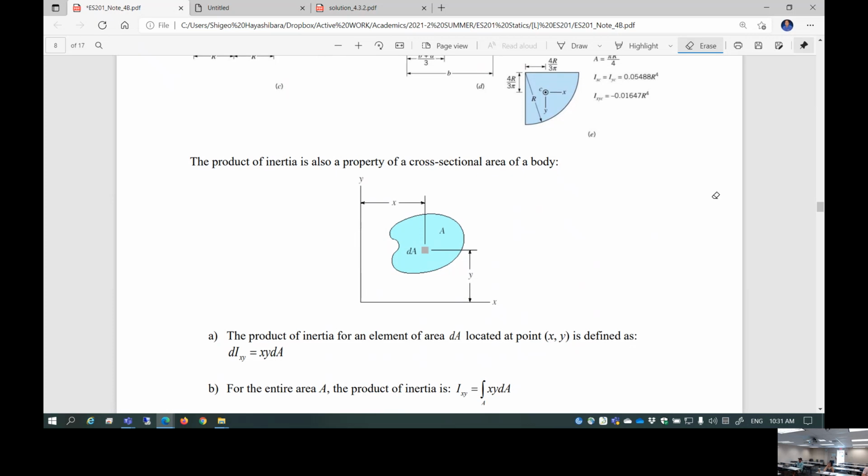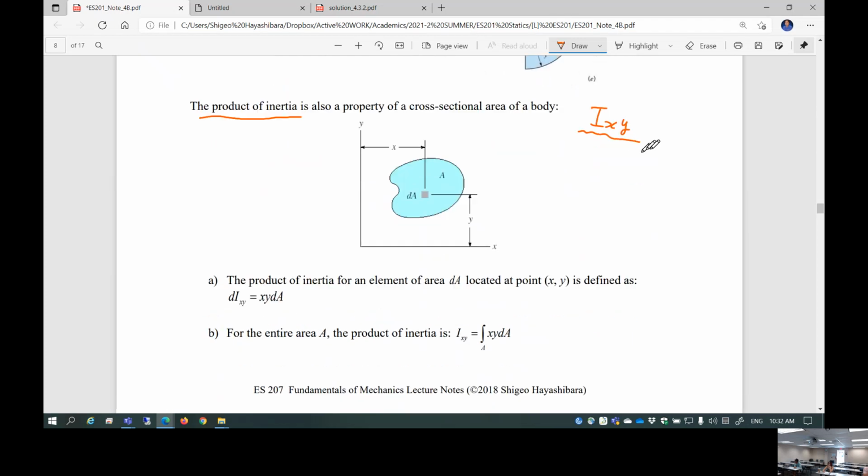And then let's just take a look at the product of inertia here. Product of inertia, Ixy. Okay, so the product of inertia is also a property of cross-sectional area, like moment of inertia, which is the second moment of area. So moment of inertia is x squared or y squared. Product of inertia is x and y.